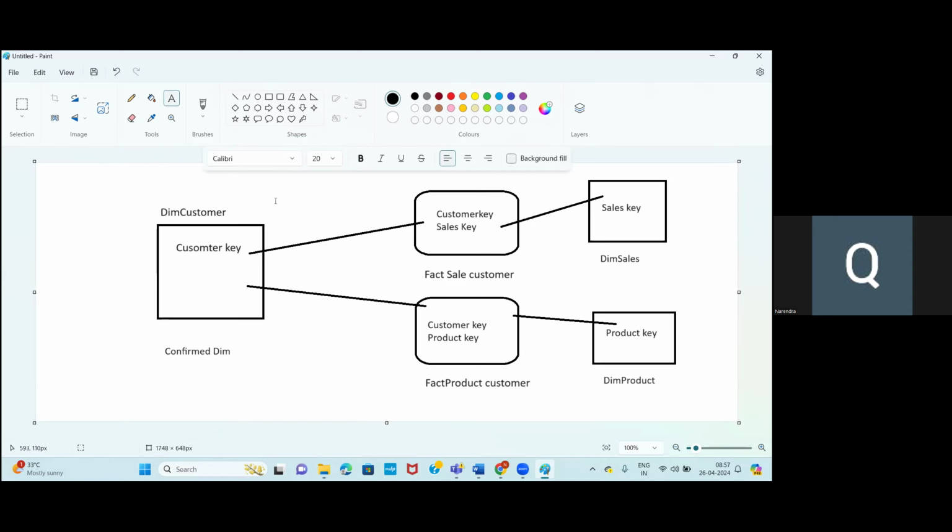Clear? Any questions in the conformed dimension?